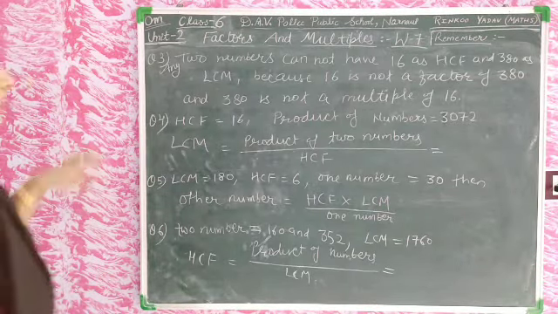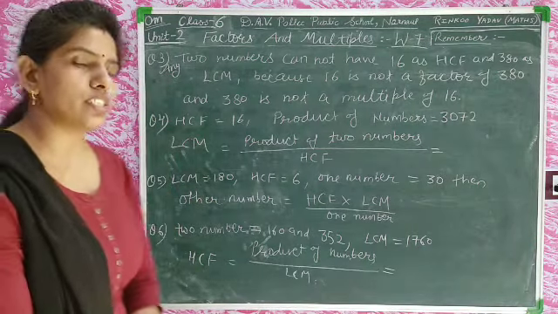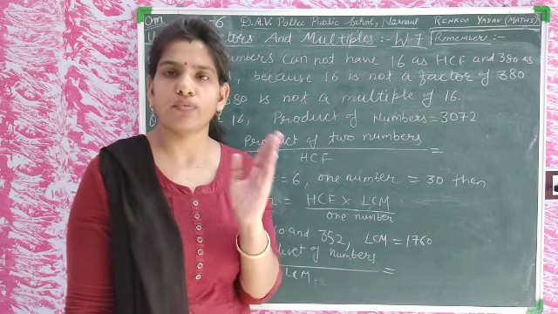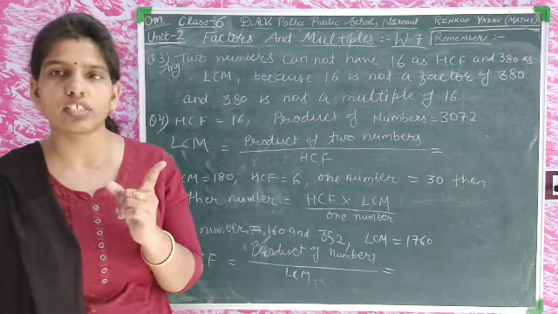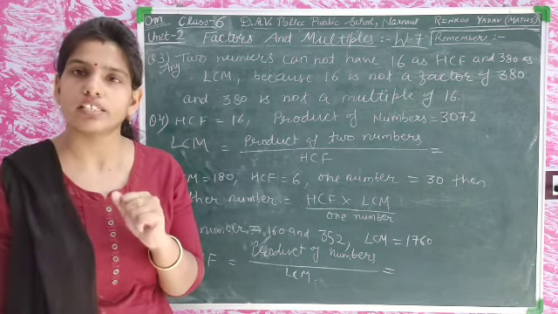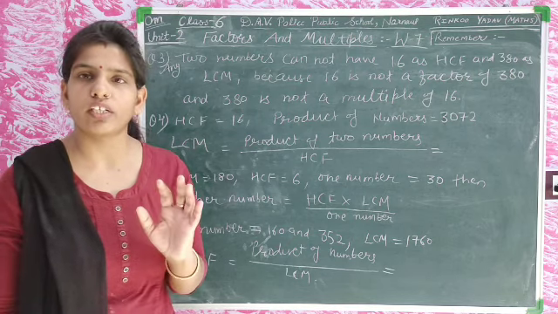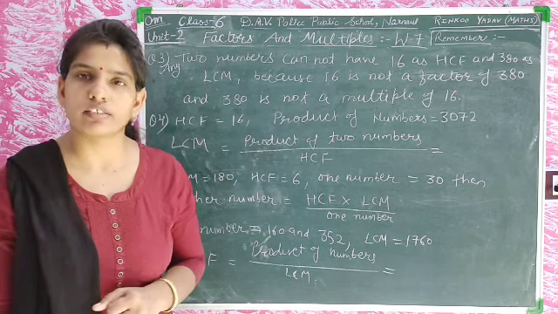Now students, you have question number 3 here. In question number 3, two numbers are given, and it asks whether it can be possible that one is the HCF and the other is the LCM for any two numbers.